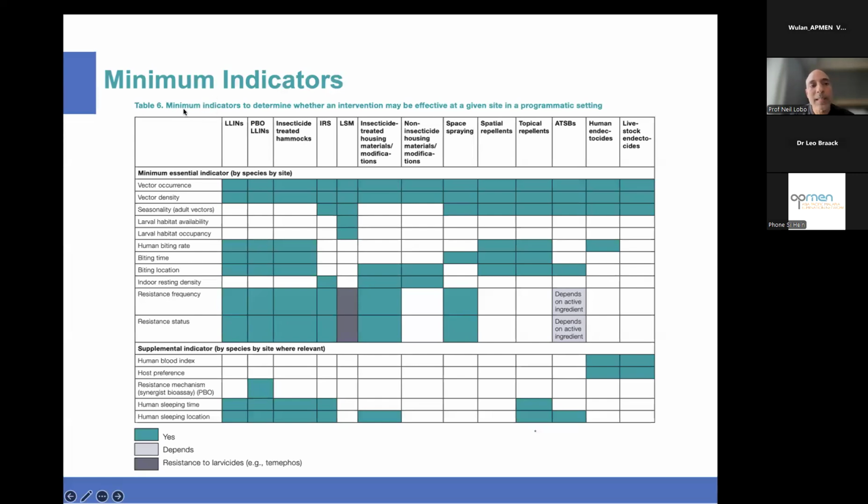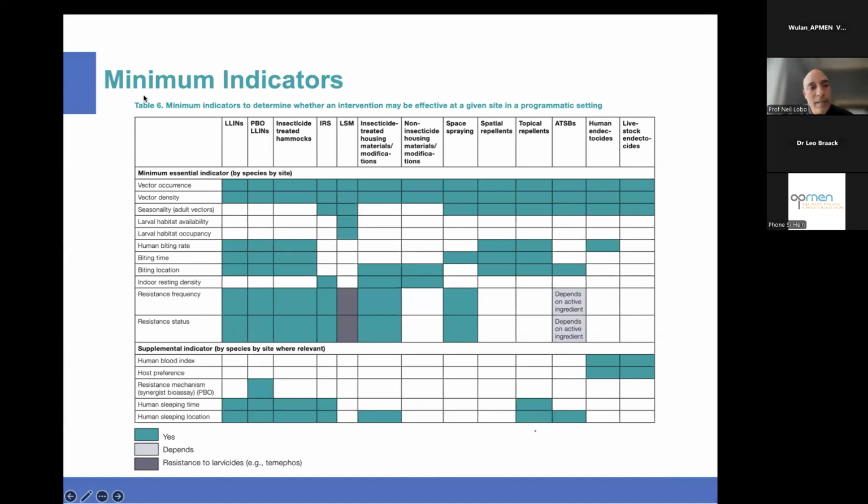And if you want to see a minimum indicator list to determine whether an intervention may be effective at your site, right? It's different to say, will my intervention be effective? And is my intervention effective? One of them is for before you implement your intervention to find out if it may be effective. And the other question is after you implement your intervention, is it effective? And both those are completely different questions and may require completely different strategies and indicators.